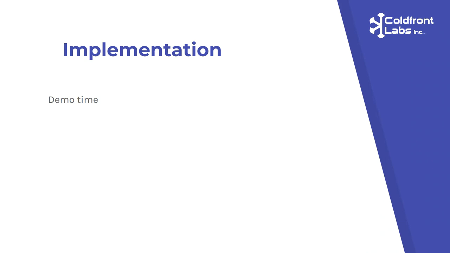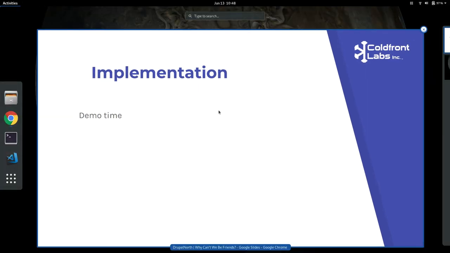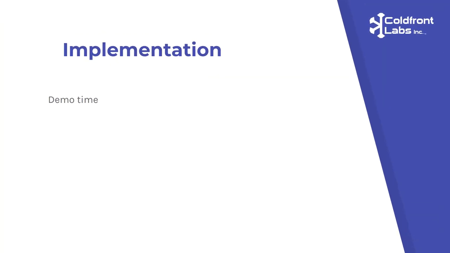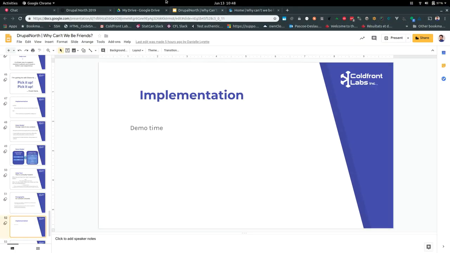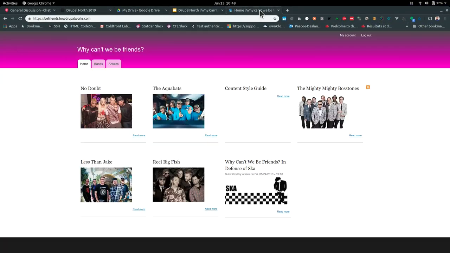So, we implemented a bit of a SCA site, and I guess, do you want to show them around? Oh, yeah, sure. I think the whole subject of this presentation was to get me to implement the site that teenage Danielle always wanted. So this is our Drupal website called Why Can't We Be Friends. It's a very small SCA repository right now, dealing with some of my favorite bands from high school. It can give you a really quick overview.